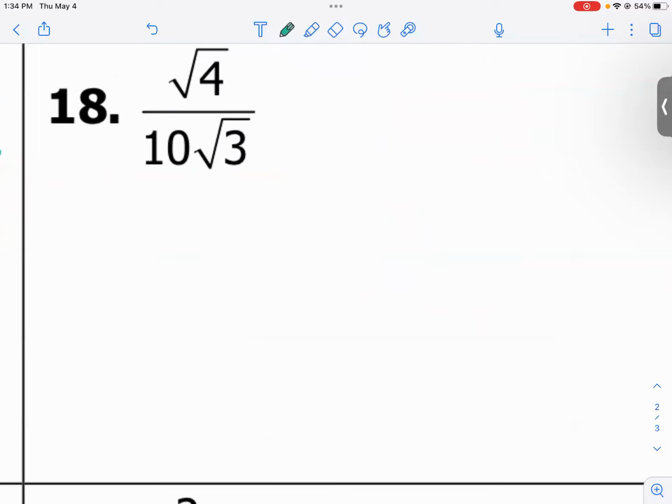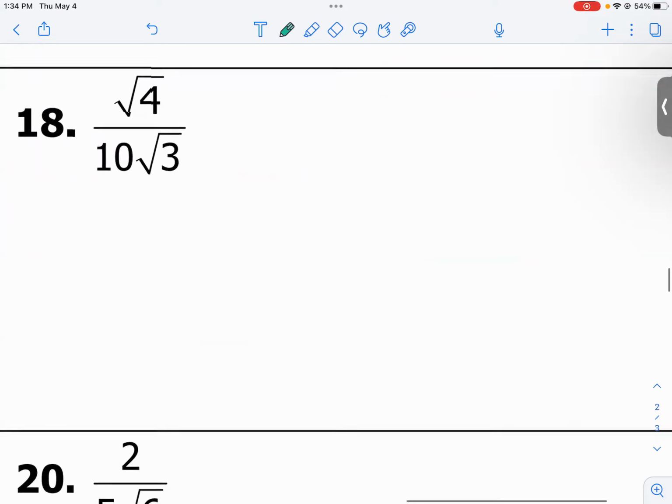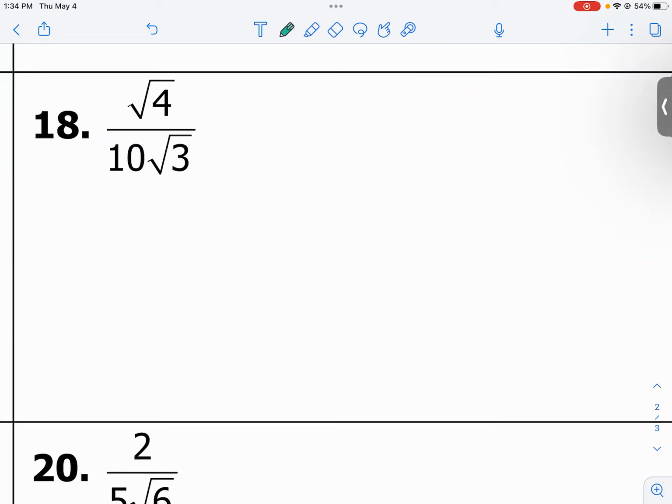Okay, I want to do number 18 now. First of all, under the radical, I have a 4 in the numerator, and under the radical, I have a 3 in the denominator. Is there anything that we can do with those? Like with division, we can't. If we had a 10 and a 5, we could divide them, but that's not what we have.